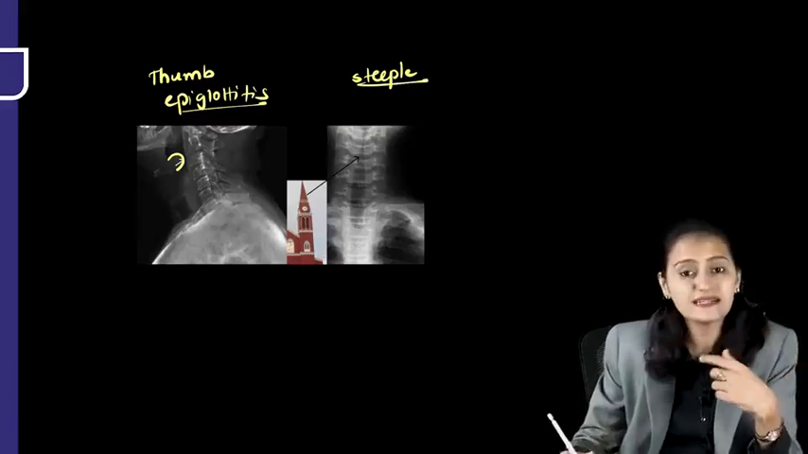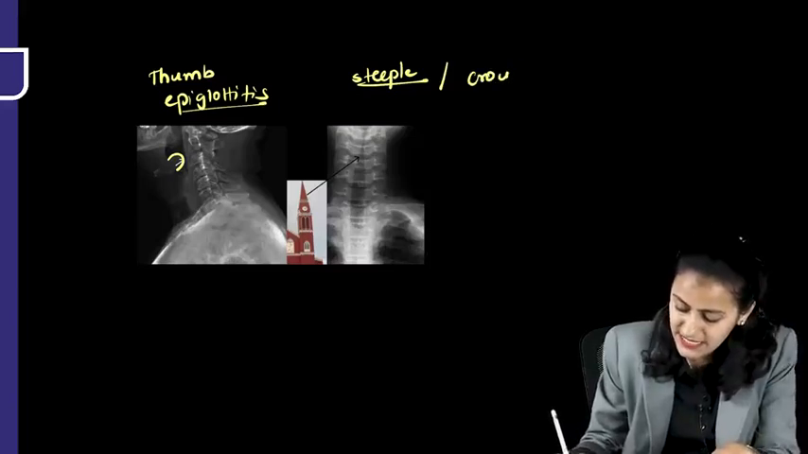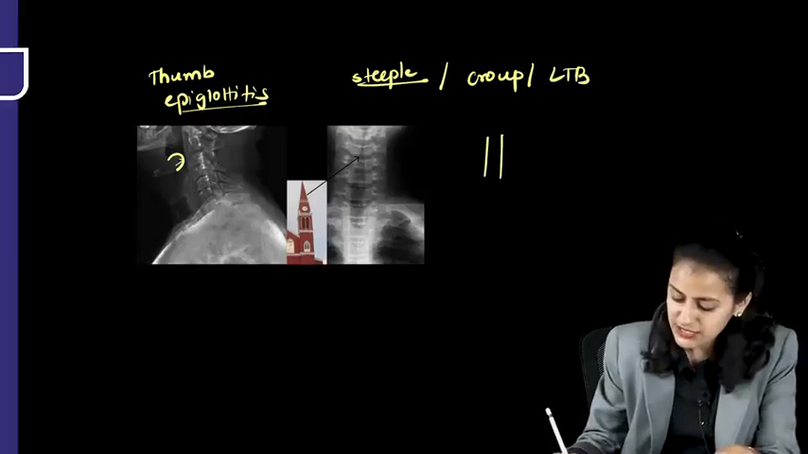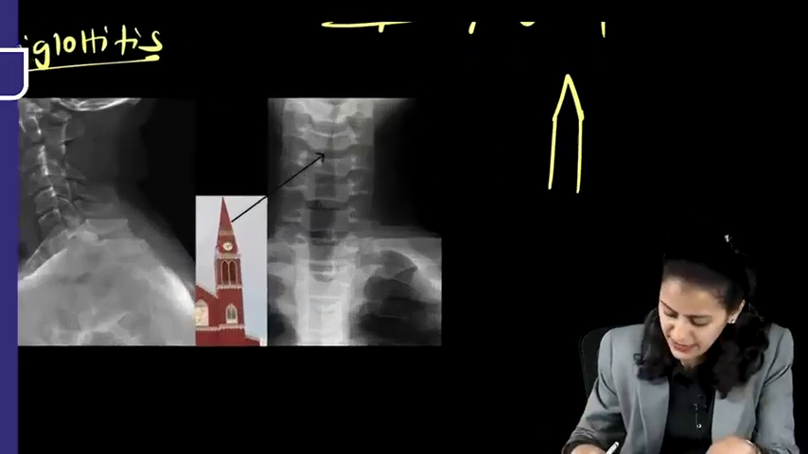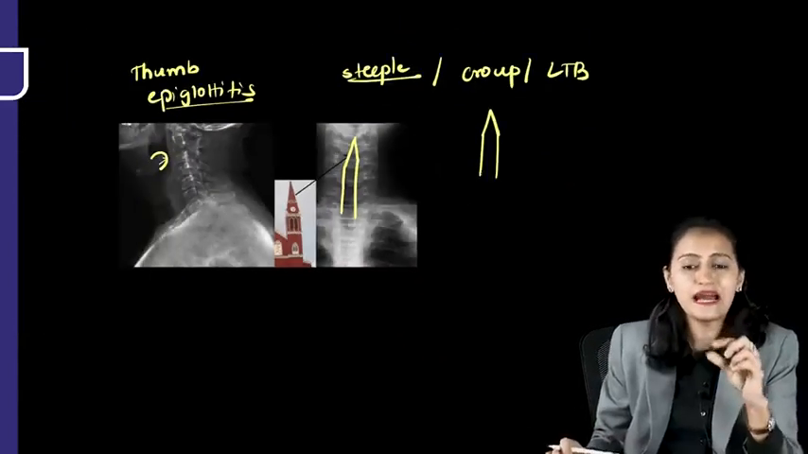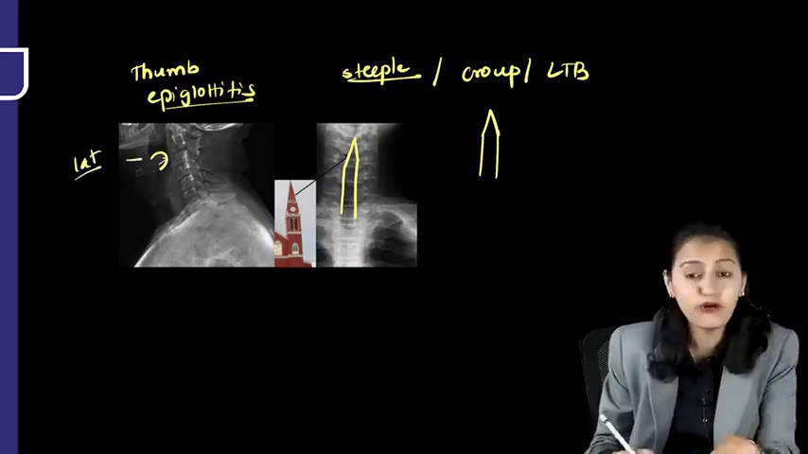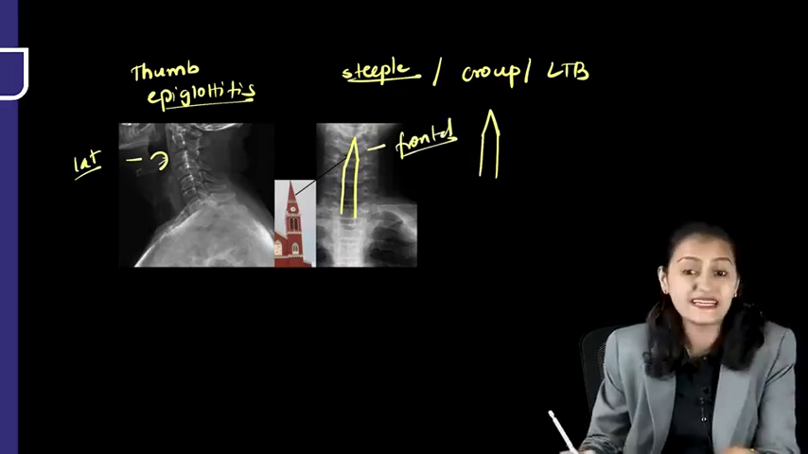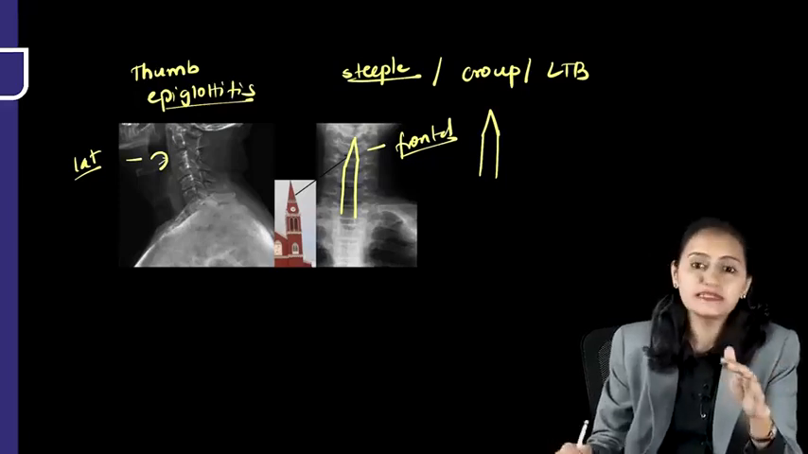This is the steeple sign, asked in the recent NEET PG and the previous exams as well, many times. So steeple sign is seen in croup, also called laryngotracheobronchitis. The inflammation leads to the narrowing of the airways, and that is how it appears pointed, and that is what we are seeing here. Now a trick to identify this. To visualize the thumb sign, you will need a lateral view of the X-ray neck. To visualize the steeple sign, you would need a frontal view of the X-ray neck. So if a lateral view is given, then you should think of the thumb sign and not the steeple sign.